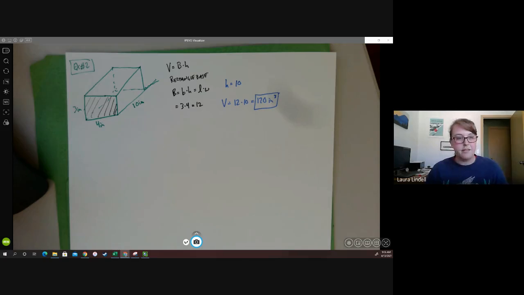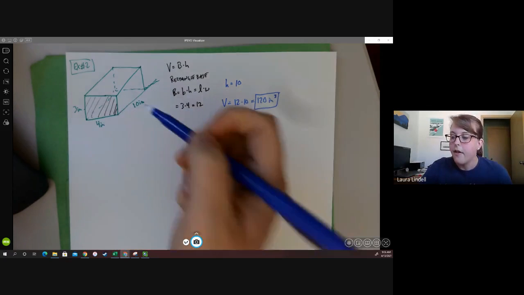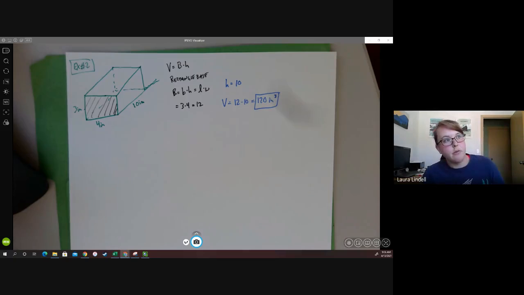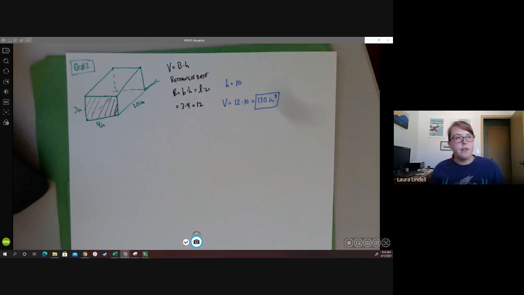That's probably the easiest kind, because really all we had to do was multiply these 3 numbers together. You might also see for a rectangular prism, just do length times width times height. That also works. Basically multiply these 3 numbers and you're good to go.